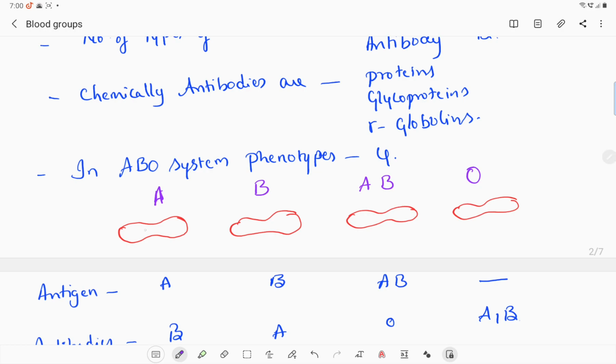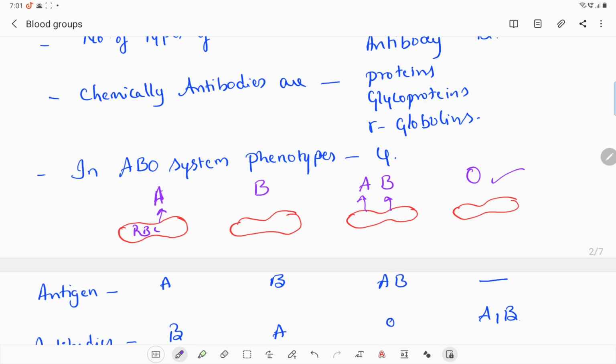So this is the RBC. On the surface of RBC, if antigen A is present, it is A group. If B is present on the surface of RBC, it is B group. If both A and B antigens are present, it is AB group. If antigens are absent on the surface of RBC, it is O group.